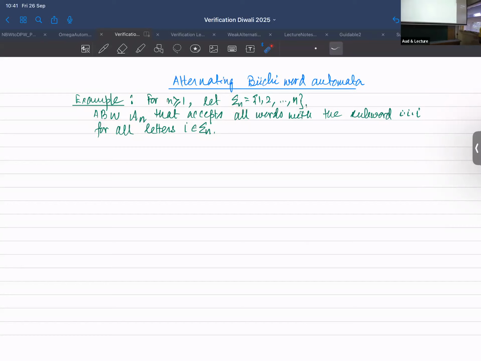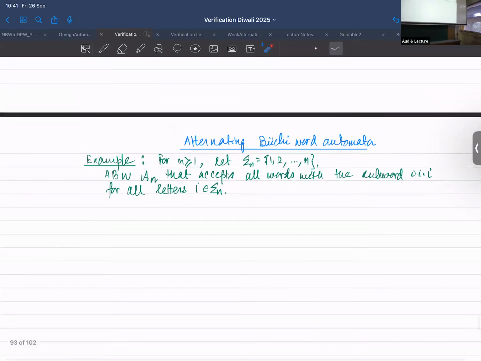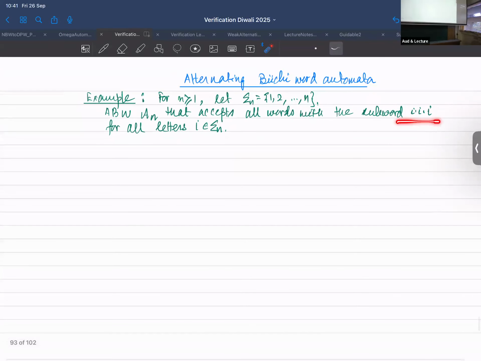So this ABWA n is parameterized by n because sigma n is from 1 to n. So this is my alphabet. It accepts all words with the subword iii, right? So this should appear for all i. Some people also call it a factor instead of a subword, but for all letters i. Clear? So they follow one another, like 3 contiguous i's for all i's.